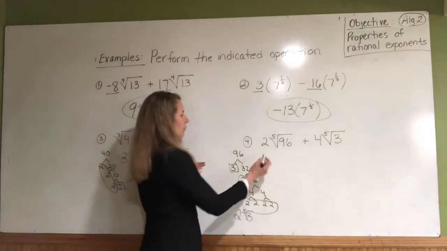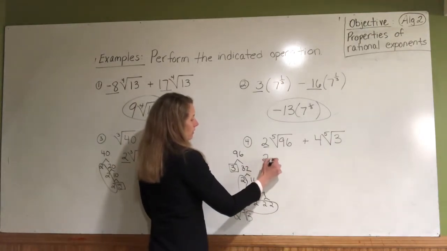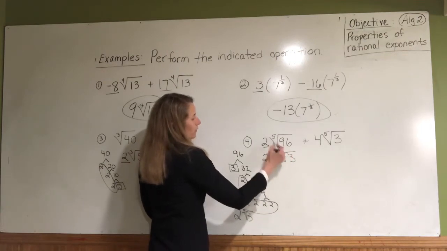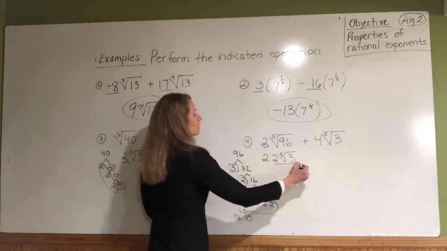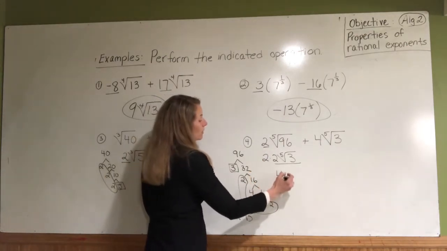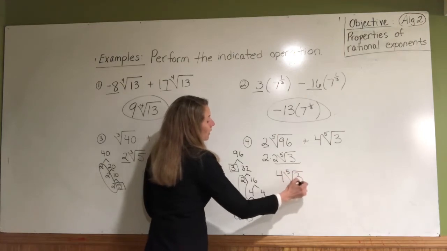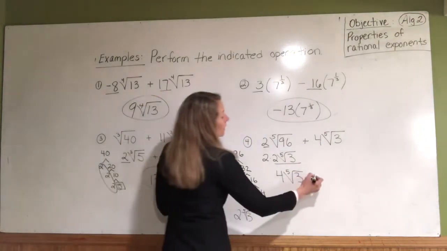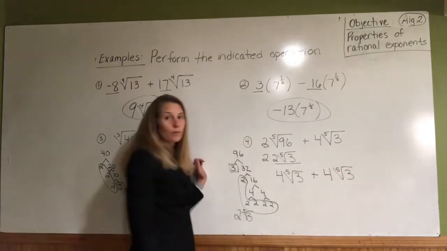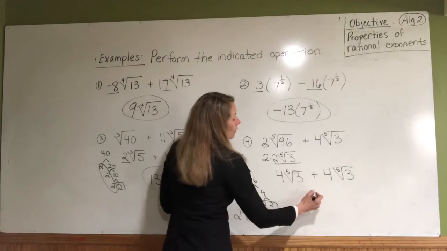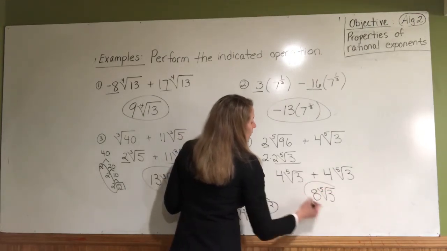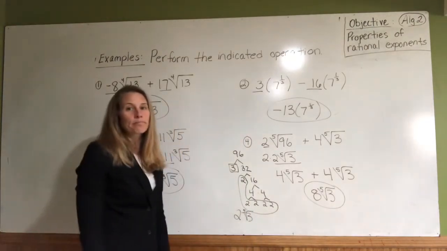Now you might be like, hey, wait a second, there's already a 2 here. So what happens is this 5th root of 96 simplified into this 2 times the 5th root of 3, but there's already a 2 on the outside. So that becomes 4 times the 5th root of 3. And now we can add that to the other 4 times the 5th root of 3. Combining those two coefficients would give me an 8. And then my like radical, which is 5th root of 3.